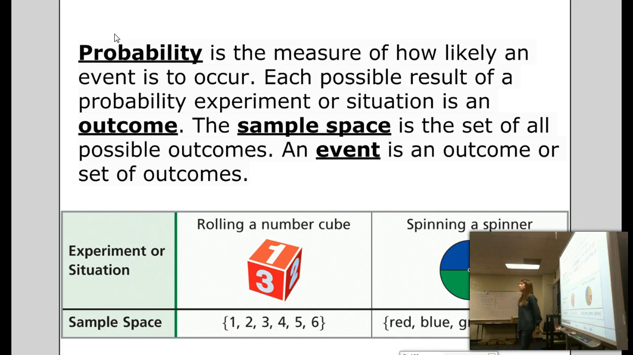What is probability? Ooh. What's the probability Kendall will shoot a grape into the trash can and make it?